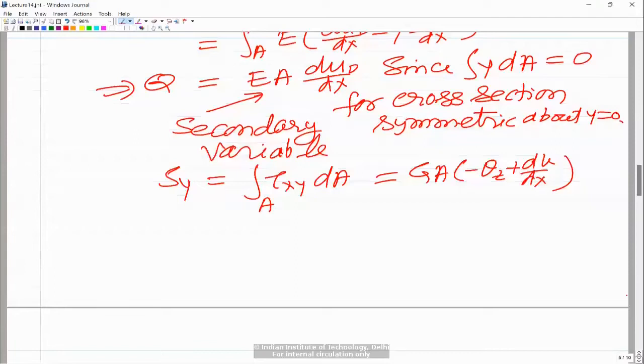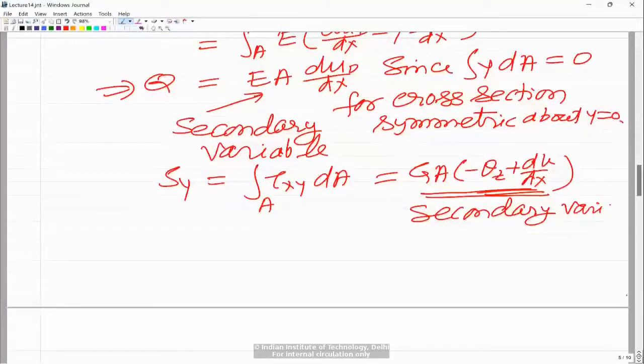So earlier in the Euler-Bernoulli beam theory, you remember v was a primary variable, and dv by dx was a primary variable. But now you see this dv by dx is appearing in the definition of shear force. So this is a kind of secondary variable. Of course, this whole quantity we refer to as a secondary variable. Shear force is also a secondary variable.